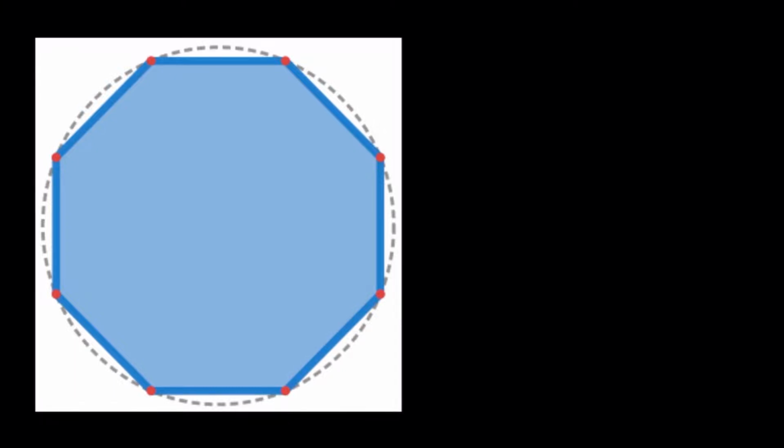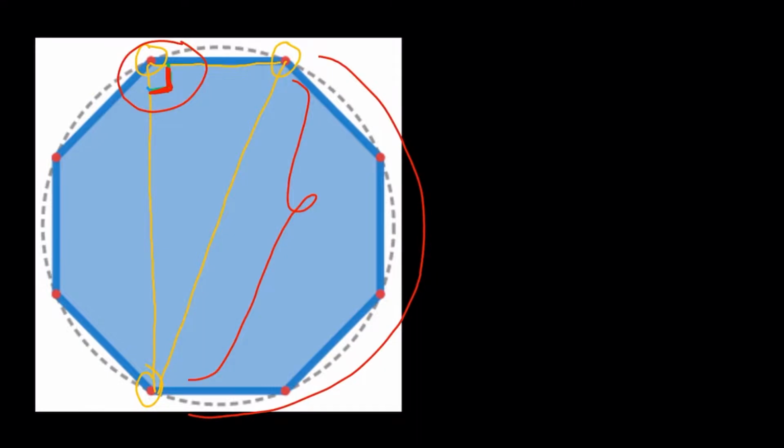Let me choose 3 vertices that work, based on the figure. If I choose these 3 and connect them, I'm pretty sure it's going to form a right angle here. Let me highlight it in red. So this angle must be right. From this observation, we can say that this side is going to be the diameter of the circle, because by Thales' theorem, or the inscribed angle theorem, this right angle intercepts a semicircle.